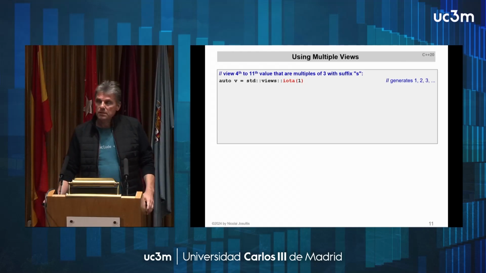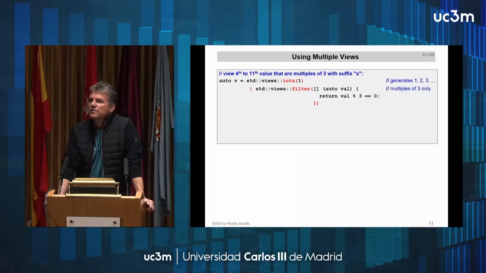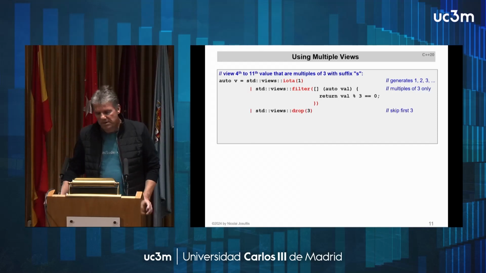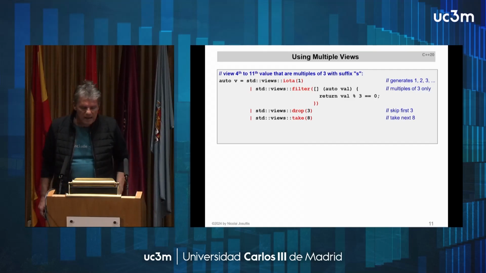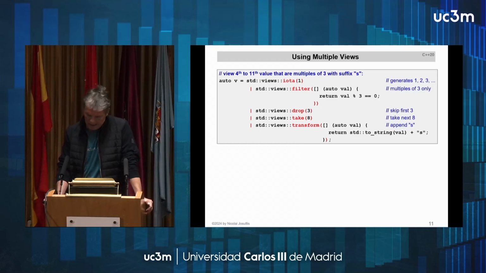Here's another example. IOTA creates an unlimited range of values starting with the initial value here. So this is IOTA starting with 1. And then let's use a filter, only filtering and accepting elements which are multiples of 3. And then dropping the first 3 of them, taking the next 8 of them, and again converting them to strings and append an S. As you see, you can create and initialize a view with that.